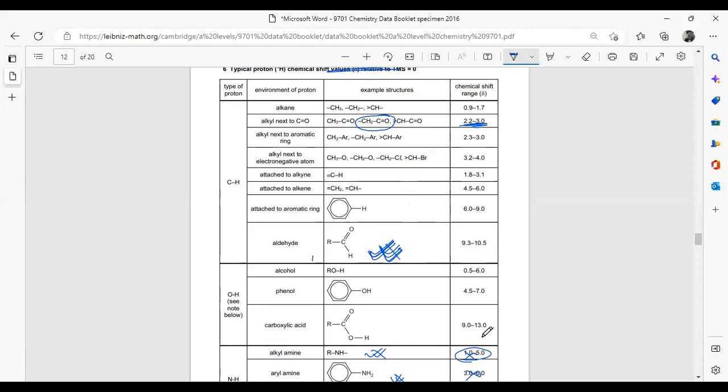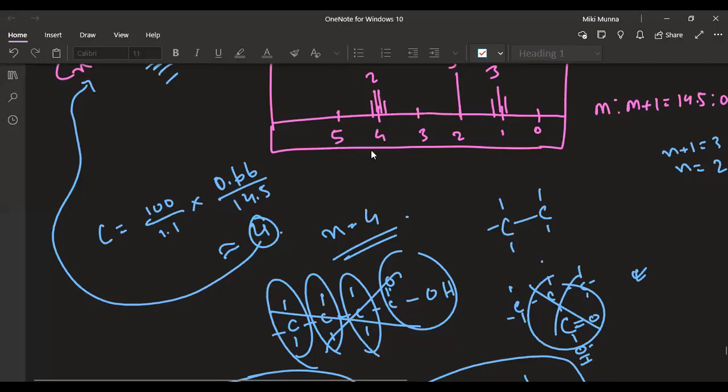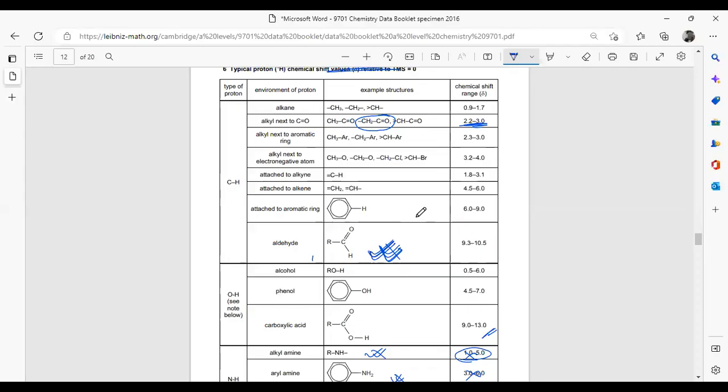Also, see, carboxylic acid is in the region of what? 9 to 13. And if you come back to our graph, none of the readings is in the region of 9 to 13. That means it is nowhere a carboxylic acid. This must be an ester. If this is an ester, then we are doing correct so far.